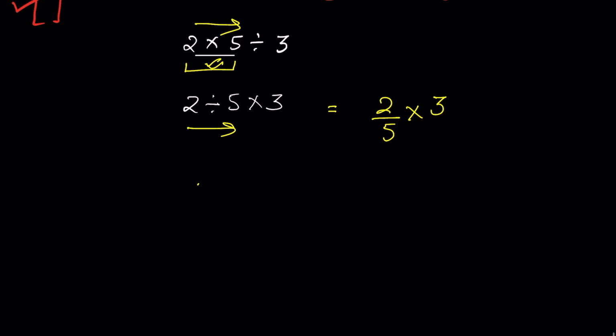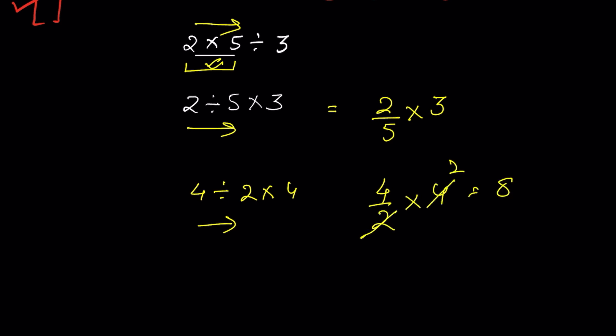Again, if you have 4 divided by 2 times 4, it is not 4 divided by 8. No, it's not like this. You have to do it from left to right. It is 4 upon 2, then times 4. So the answer will be totally different.